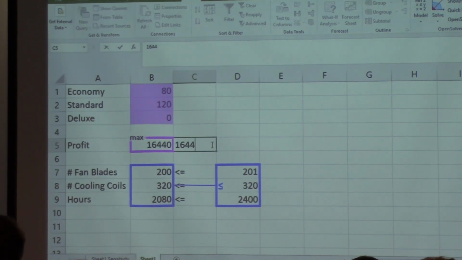Fine, 16,440. I didn't want the bunk. I wanted the value, not the equation. Right? If we increase this and I resolve this, it's 31 larger right there. Okay?